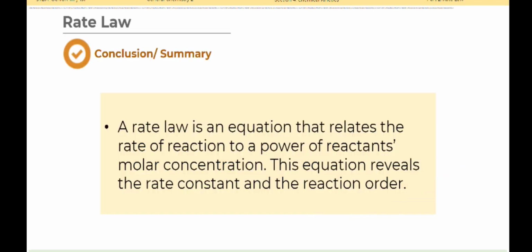To summarize, a rate law is an equation that relates the rate of reaction to a power of the reactants' molar concentration. This equation reveals the rate constant and the reaction order.